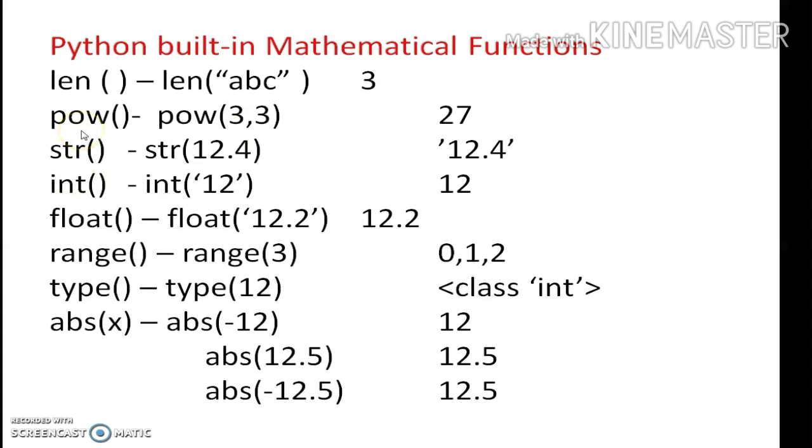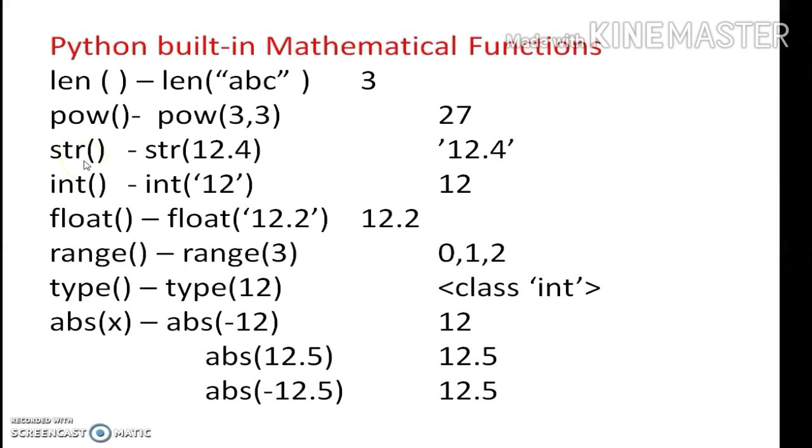Next one, pow. pow is used to find the power. It returns a raised to b when a and b are given as arguments. If you want to find a raised to b, you send both a and b as the arguments. Here I am giving 3 and 3, so it finds 3 raised to 3, that is 3 into 3, 9, 9 into 3, 27. So you will get the answer 27.